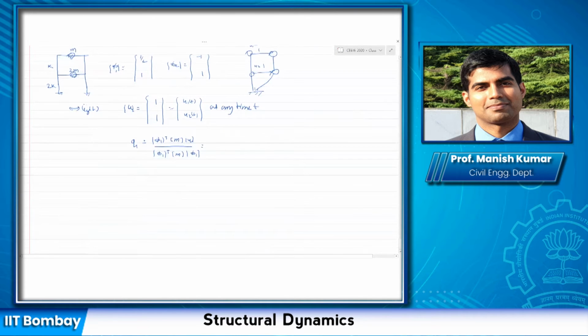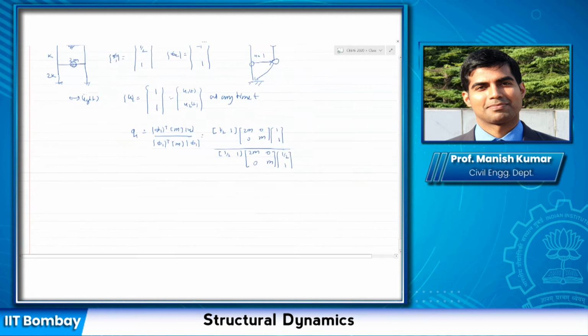So if you substitute phi1 transpose, which would become half 1, and then the mass matrix for this was 2m 0 0 m, and U is 1 and 1, and here again half 1, 2m 0 0 m, and then half and 1, the same mode shape. Be very careful with the matrix multiplication.